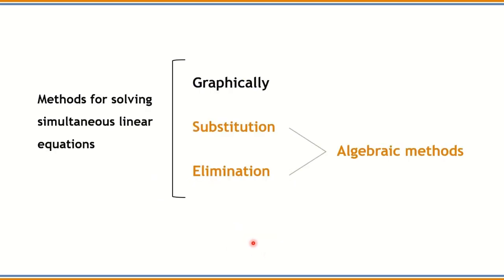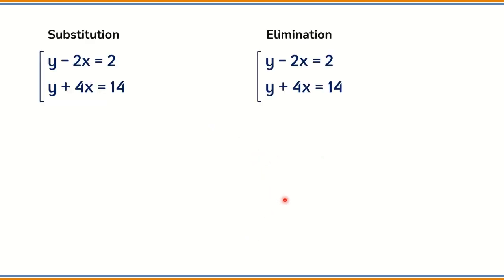After this quick revision, we can start with the algebraic methods for solving simultaneous linear equations. These are substitution and elimination. We will solve these two simultaneous linear equations using both methods. First, we will be using substitution.